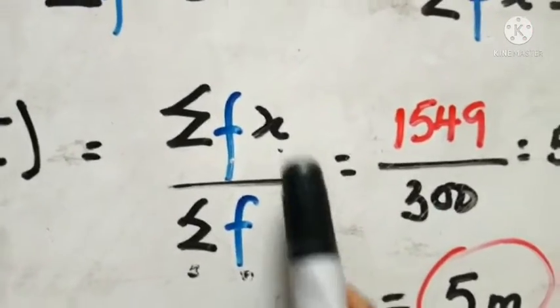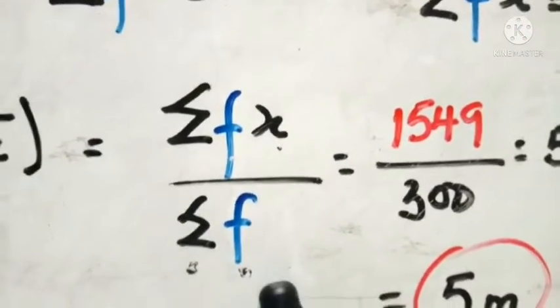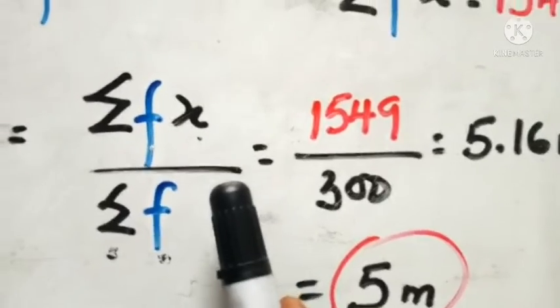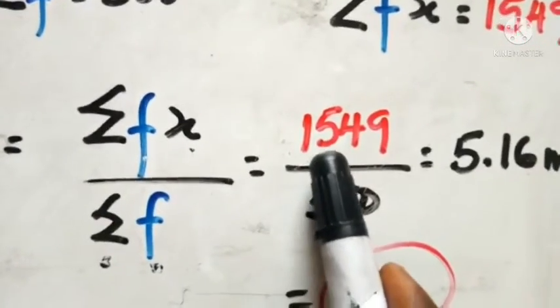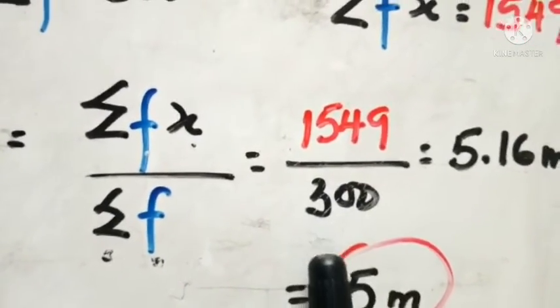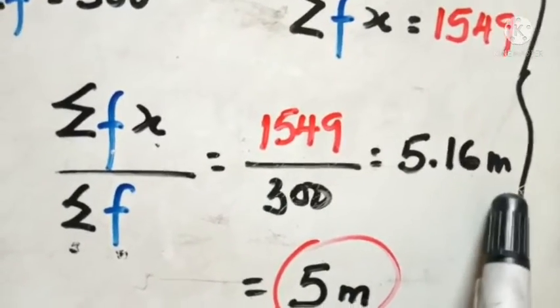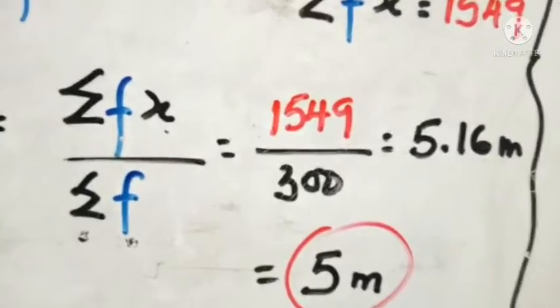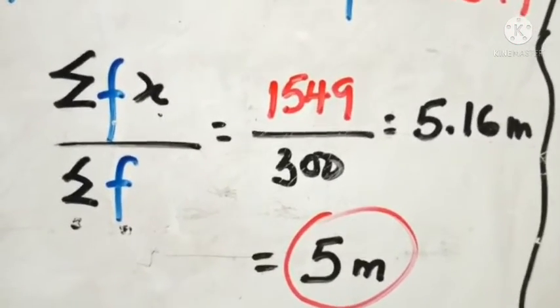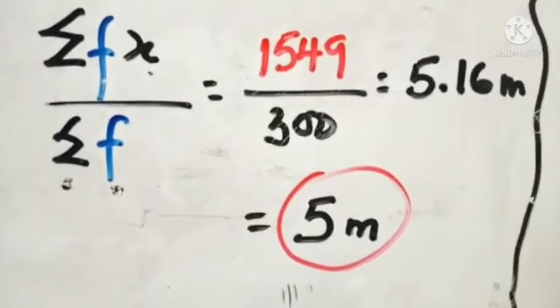Now let's get back to our question. They say you find the mean. We know this one and we know that one, we just have to exchange them. So 1549 divided by 300. When you do this nicely, you get something like 5.16 meters. The question says you should round down to the nearest meter. So how do you do that?